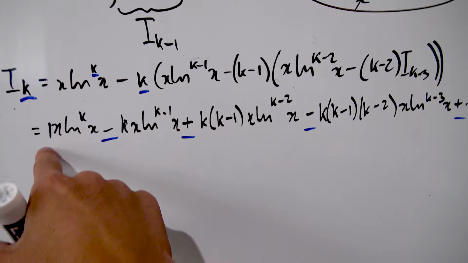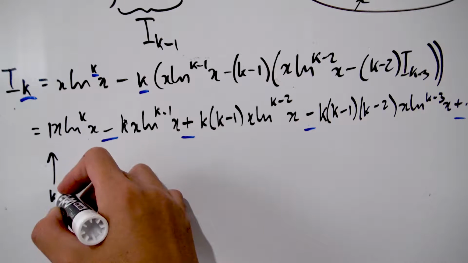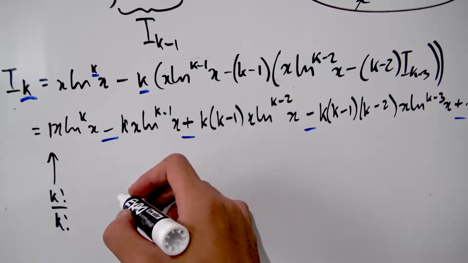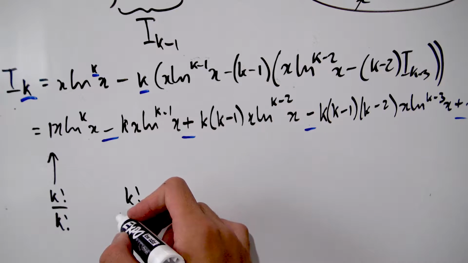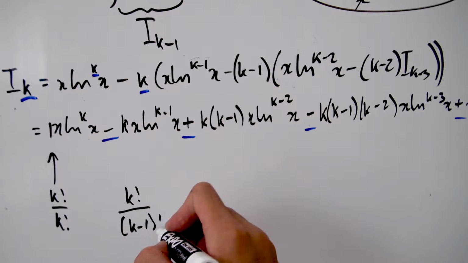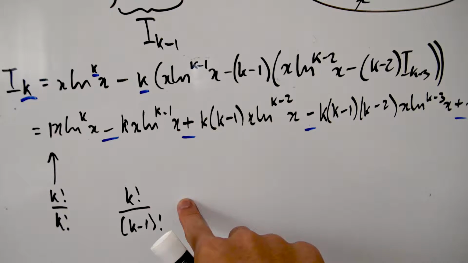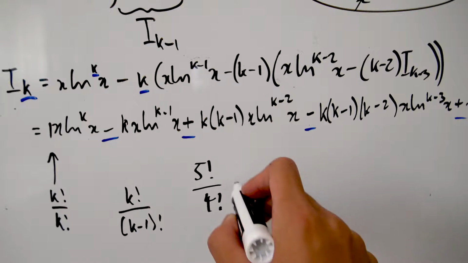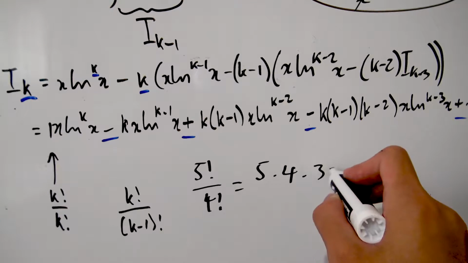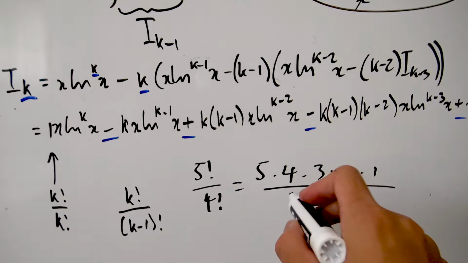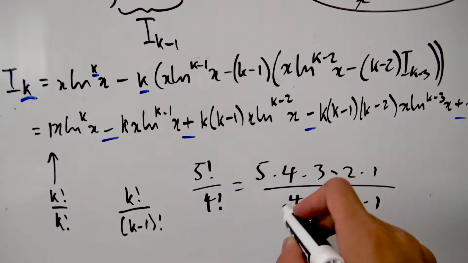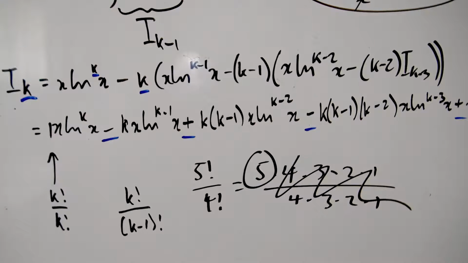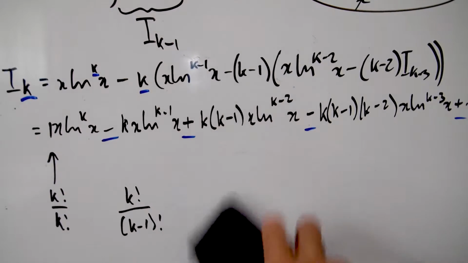So what do I mean by that? Well, you see this one here is nothing but k factorial over k factorial. And this k right here is the same as k factorial over k minus 1 factorial. You can check this for yourself if you think about 5 factorial over 4 factorial, where you have 5 times 4 times 3 times 2 times 1 over 4 factorial, which is 4 times 3 times 2 times 1. All of this stuff will be cancelled out and you're just left with this 5 here. So that's kind of what's going on in this case right here.